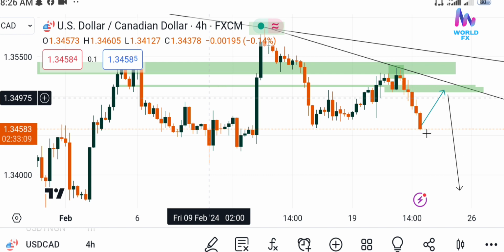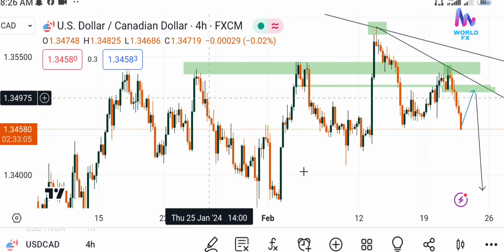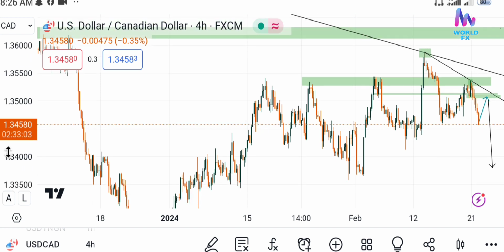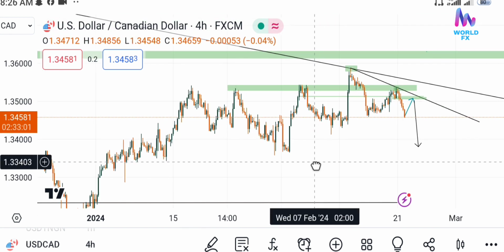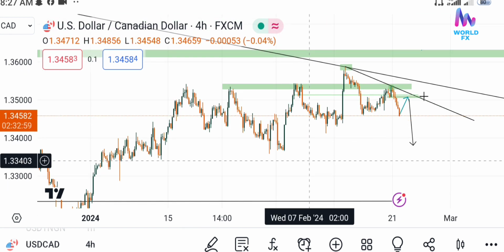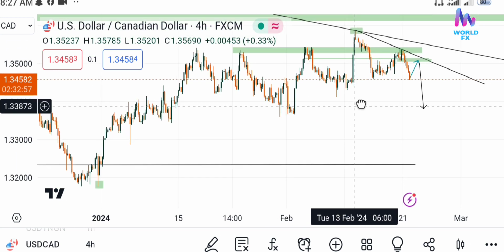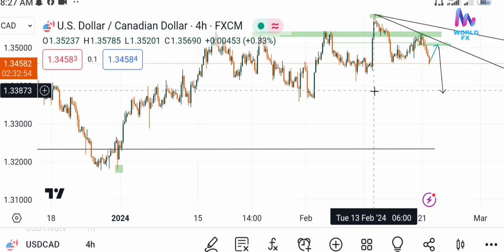So that is it, guys. I don't want to make the video too long. So this is it for USD CAD. We have changed our bias from buys to sells based on my strategy. So this is not to talk about strategy, but to just know where the market is going according to the way we trade.